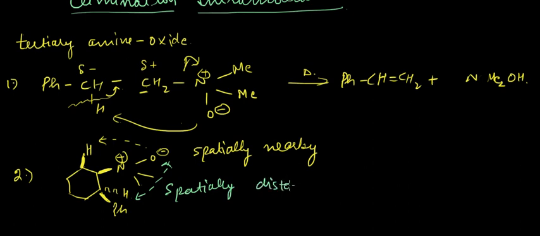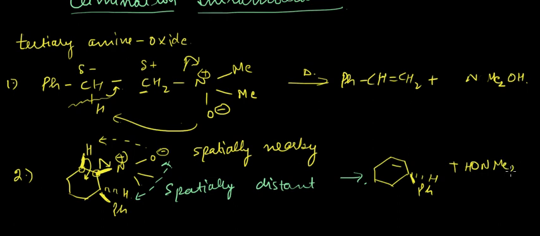So they are spatially distant. Okay, so what actually happens in this case is this O minus will attract this H plus, thereby leaving a negative charge on this carbon atom, and as soon as O minus attracts H, the nitrogen withdraws its bond pair from this carbon atom, forming a carbocation on this carbon atom. Okay, and as the positive and negative charges are on neighboring carbon atoms, they will form a pi bond. Okay, so we'll get something like this. H is here, Ph is here, and you can name the OH and Me2 as the leaving group.